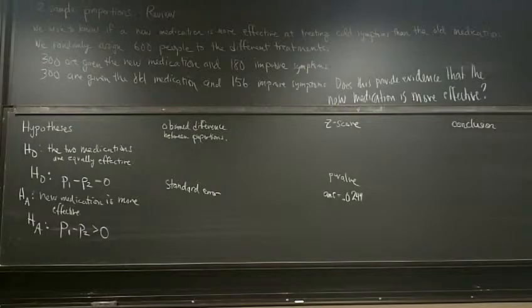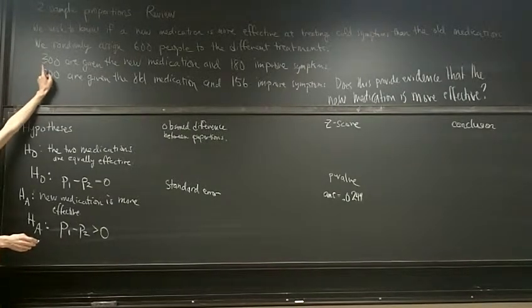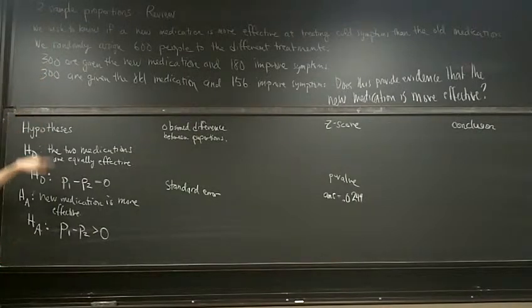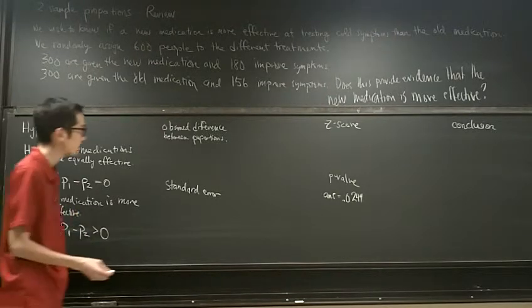That's correct. Okay. So P1 represents the proportion under the new medication, and P2 represents the proportion under the old medication. Can we write the null hypothesis as P1 equals P2? Yes, that's also fine. And then for HA, you can write P1 greater than P2. Okay? They're both saying the same thing, right?